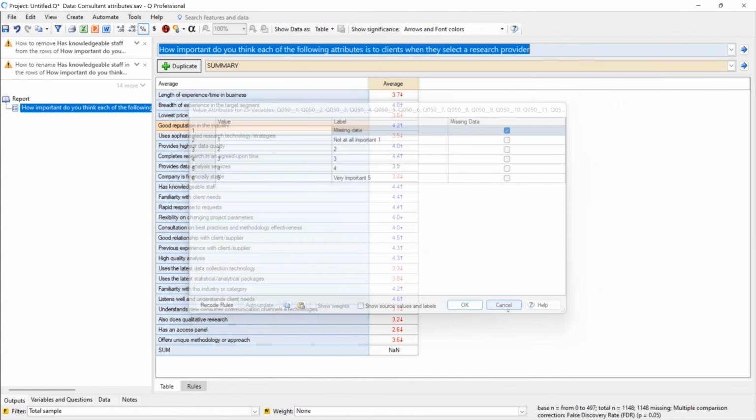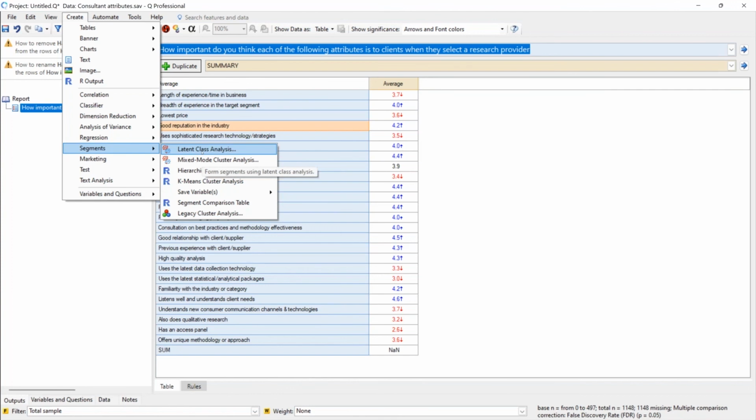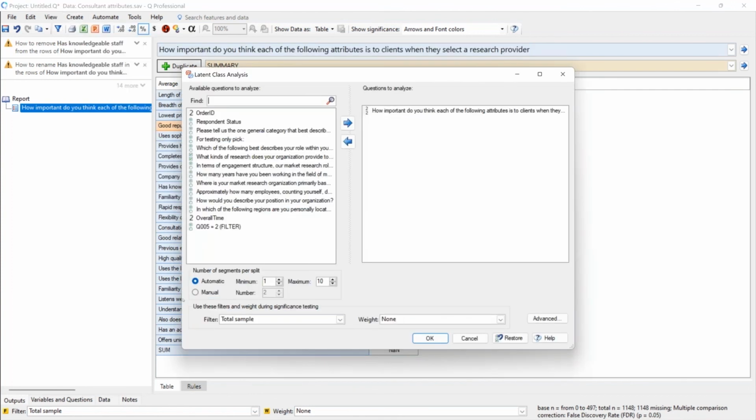I want to do my segmentation. I go into the segments group and I choose latent class analysis. Now, all the same options. The form just looks different.